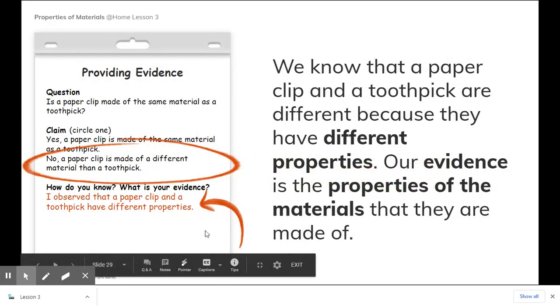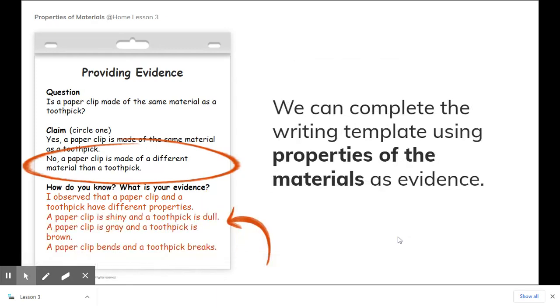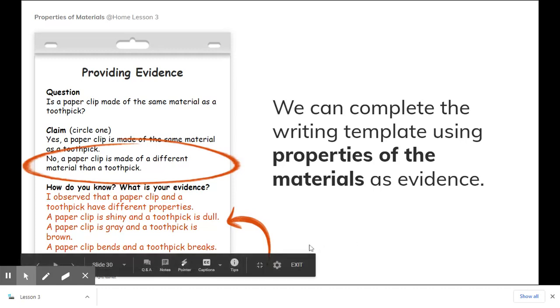Well, if I observe them, I can tell that they have different properties. Our evidence is the properties of the materials that they are made of. A paper clip is shiny. A toothpick is dull. A paper clip is gray. A toothpick is brown. A paper clip bends. A toothpick breaks. They're made from different materials. And we can tell that by just observing their properties.